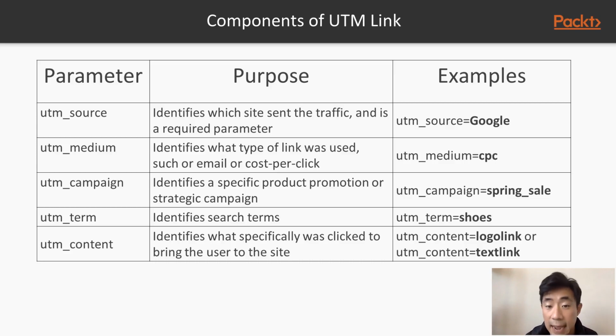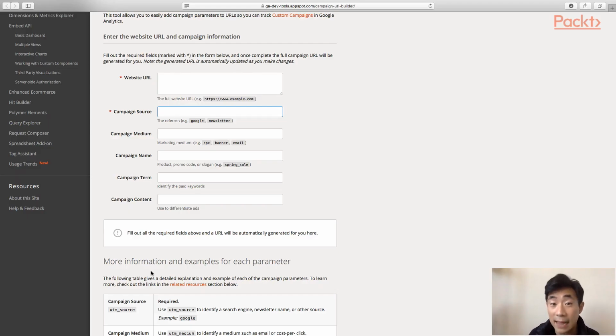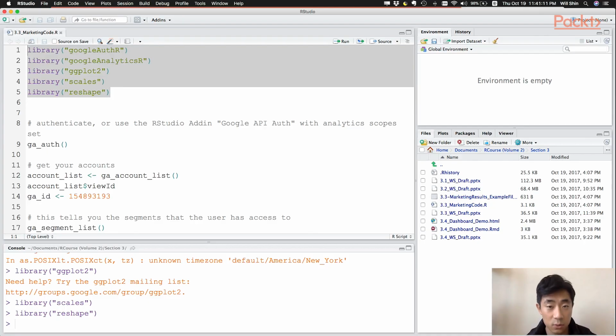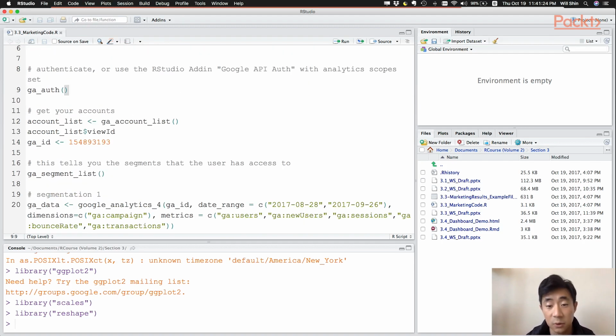One of the questions we're going to ask is how effective were past marketing campaigns? And we're going to take some of those insights, some of those tools, and use them to design effective marketing campaigns for us in the future.